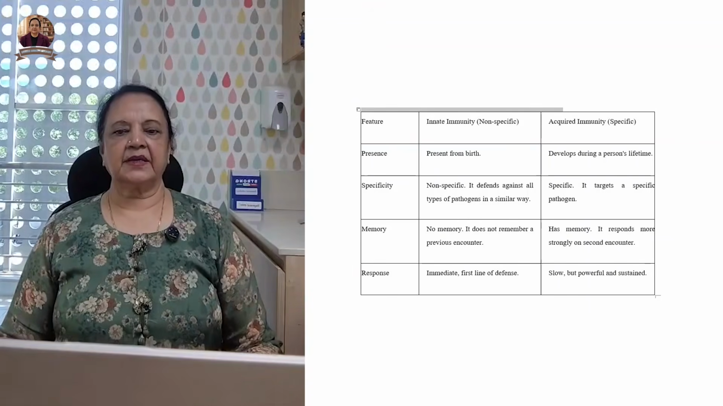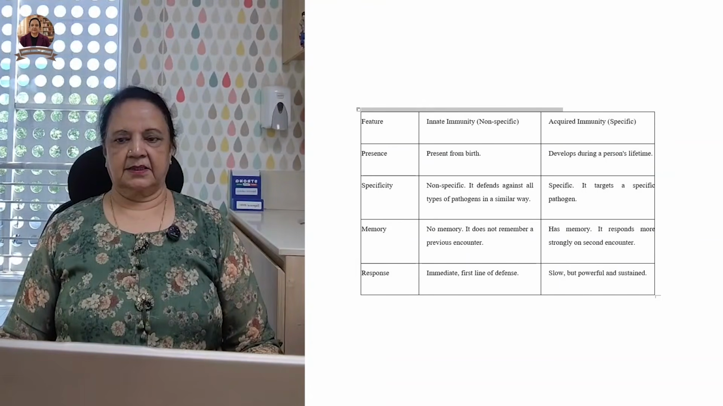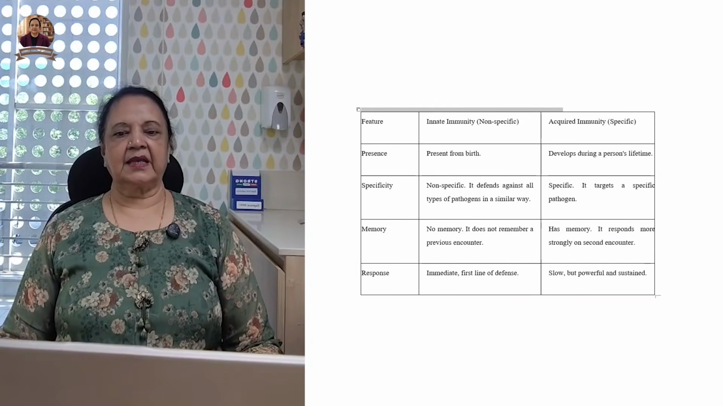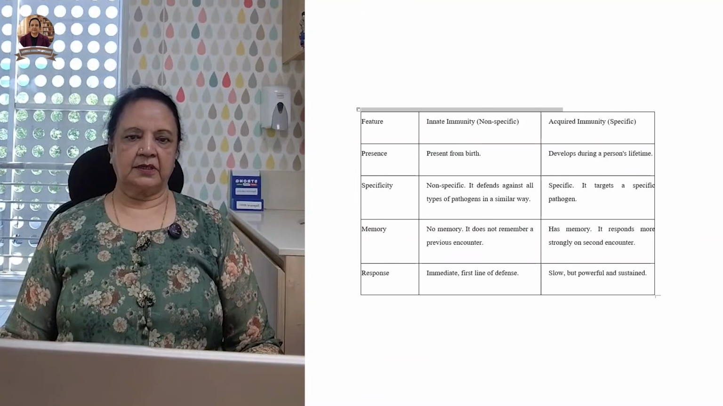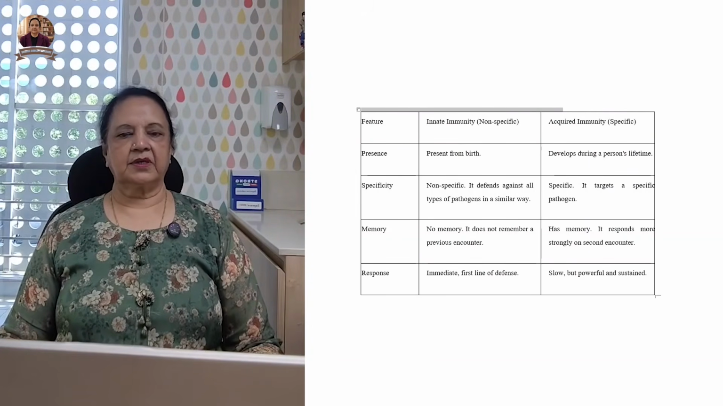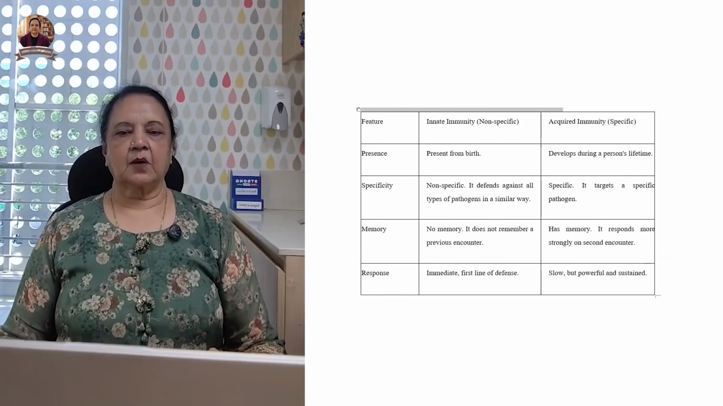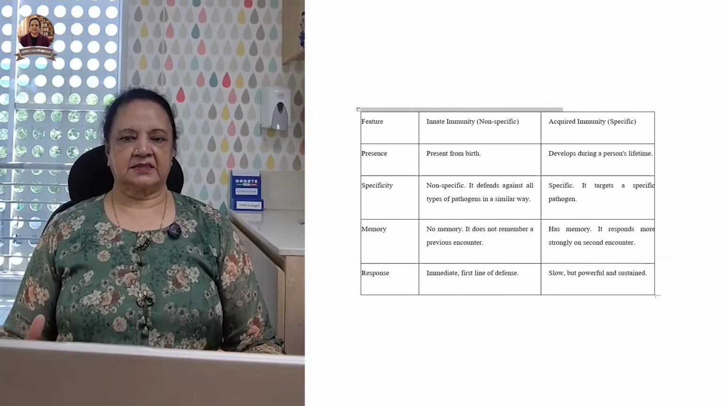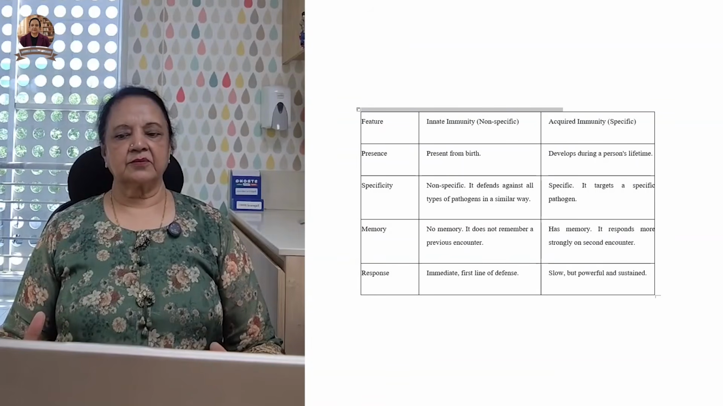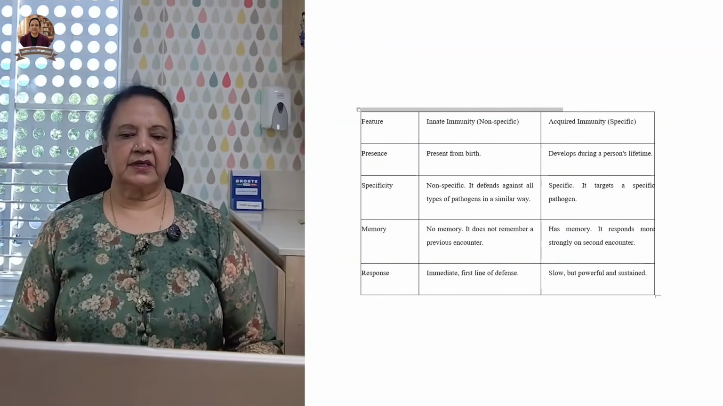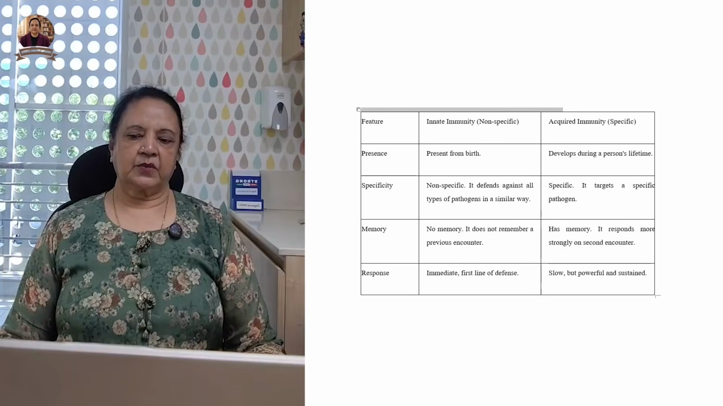Chapter 7, Human Health and Diseases. Differentiate between innate and acquired immunity. Mention any two innate immunity barriers. Immunity is our body's defense system. It is broadly of two types, innate immunity and acquired immunity.